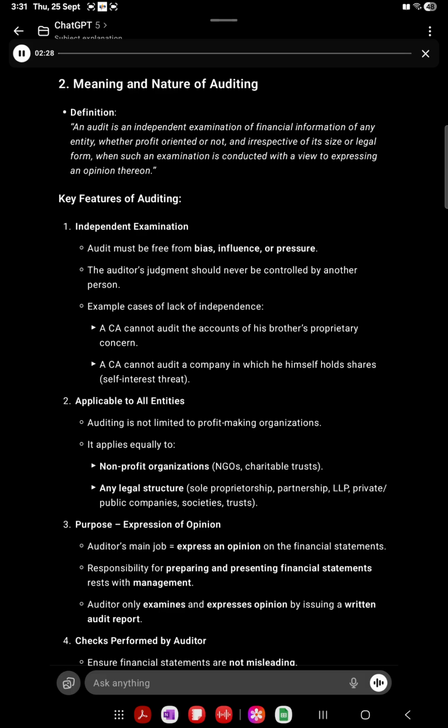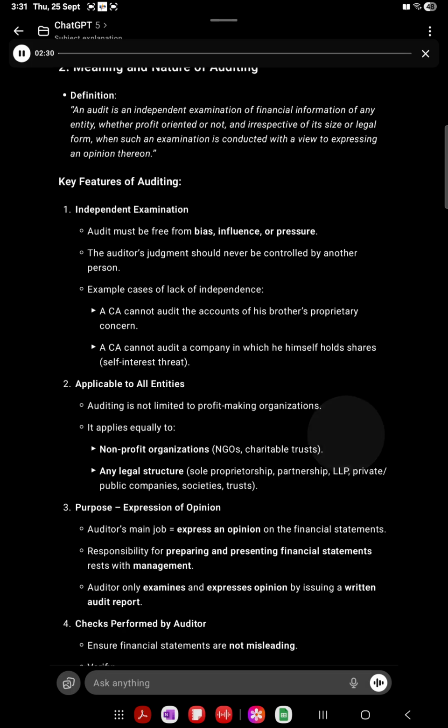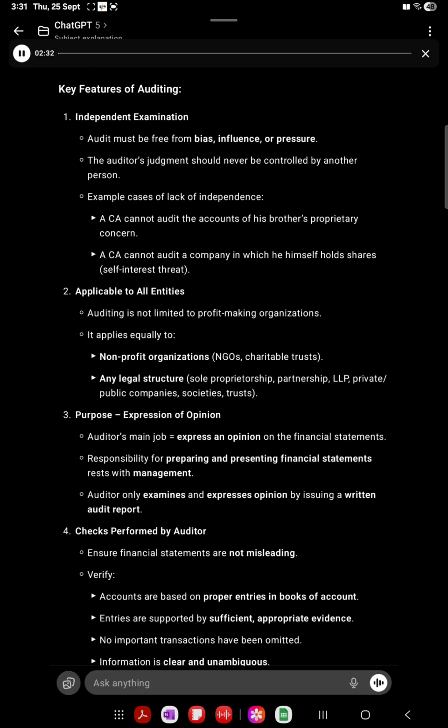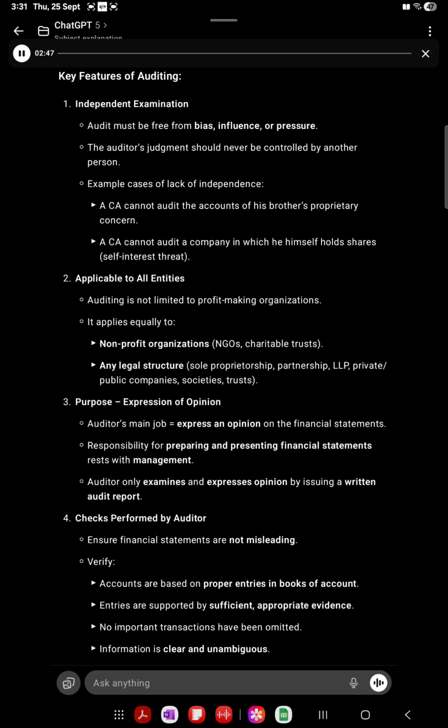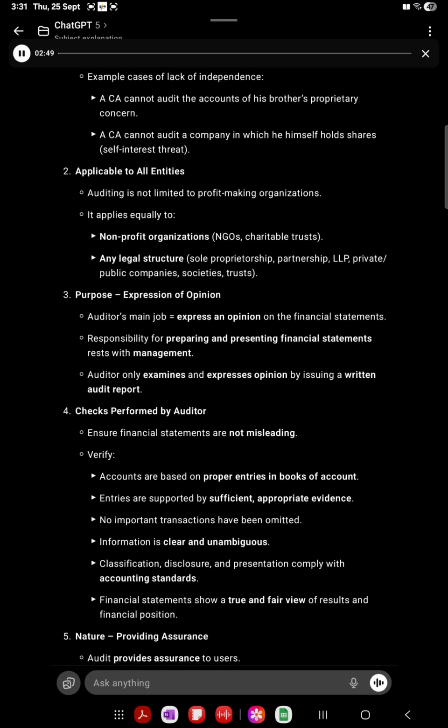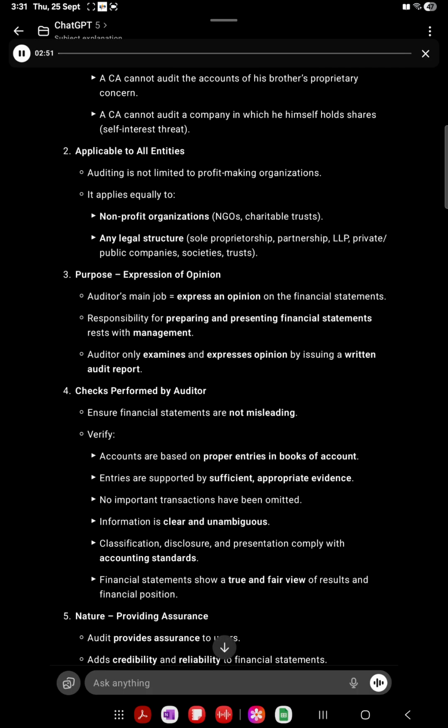Key features of auditing. 1. Independent examination. Audit must be free from bias, influence, or pressure. The auditor's judgment should never be controlled by another person. Example cases of lack of independence: a CA cannot audit the accounts of his brother's proprietary concern. A CA cannot audit a company in which he himself holds shares. Self-interest threat.